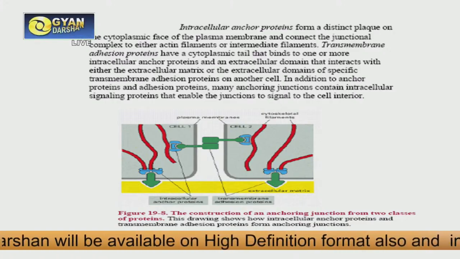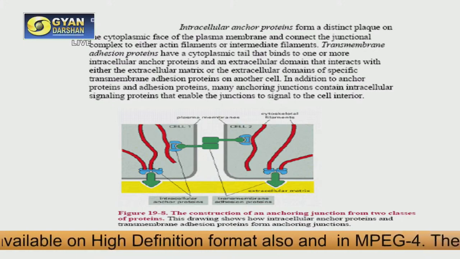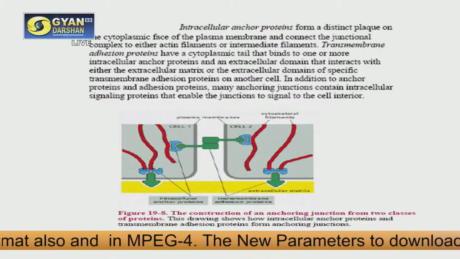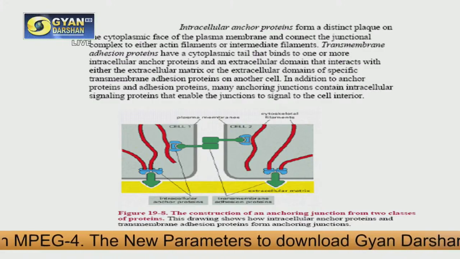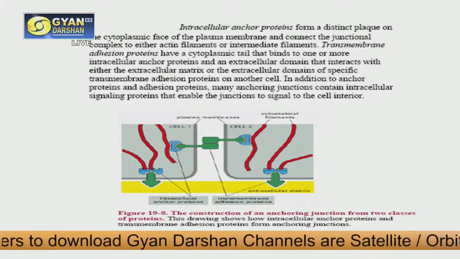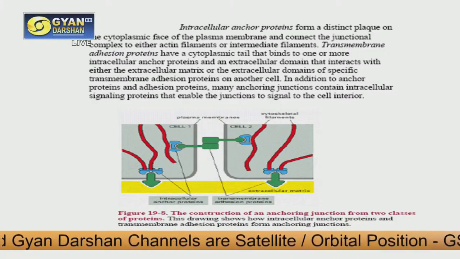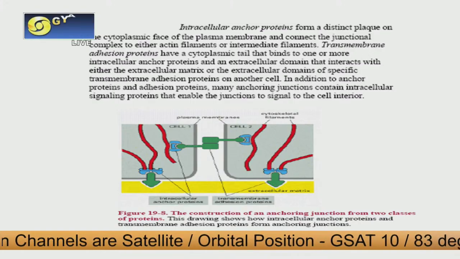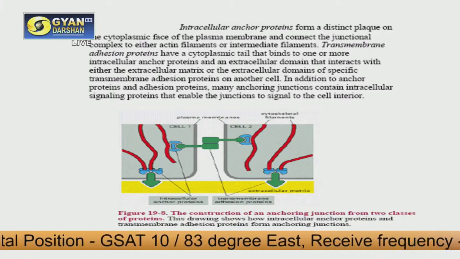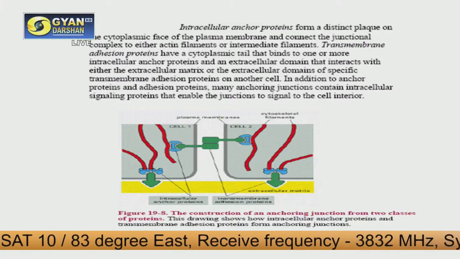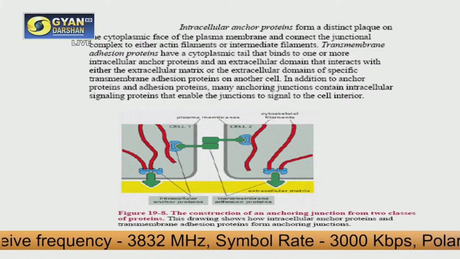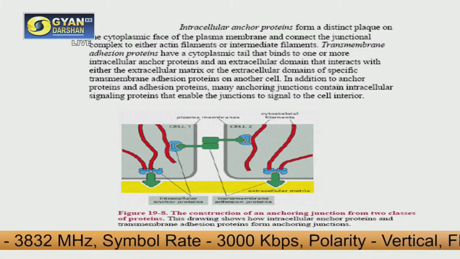Okay, so intracellular anchor proteins form a distinct plaque on the cytoplasmic face and connect the junctional complex to either actin filaments or intermediate filaments. But additionally, there is an extracellular domain also, and therefore the intracellular anchor proteins also bind to the extracellular domain, and that interacts with the extracellular matrix or the extracellular domain of specific transmembrane adhesion proteins.